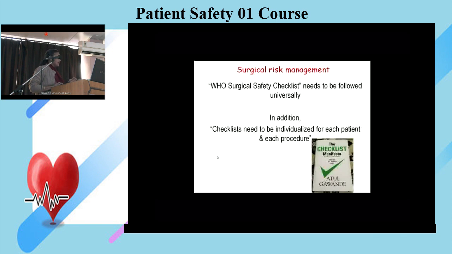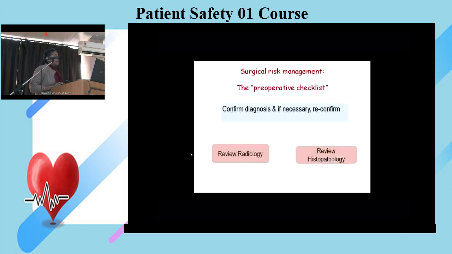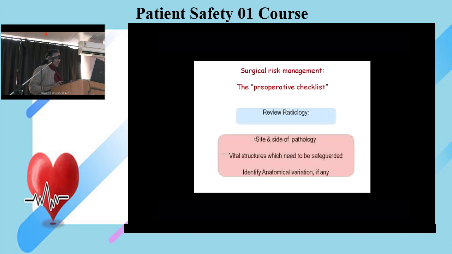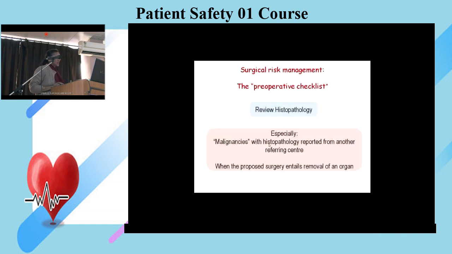And that is what Dr. Gavande says in this book called Checklist Manifesto. So this is a checklist that I would say we would be following in a preoperative patient. Confirm diagnosis and if necessary reconfirm. Review radiology, review histopathology. Review radiology for the site and side of pathology. Vital structures which need to be safeguarded. Identify anatomical variations if any. Review histopathology, especially malignancy, with histopathology reported from another reference center. Especially when the proposed surgery entails removal of an organ, a mastectomy, a gastrectomy.